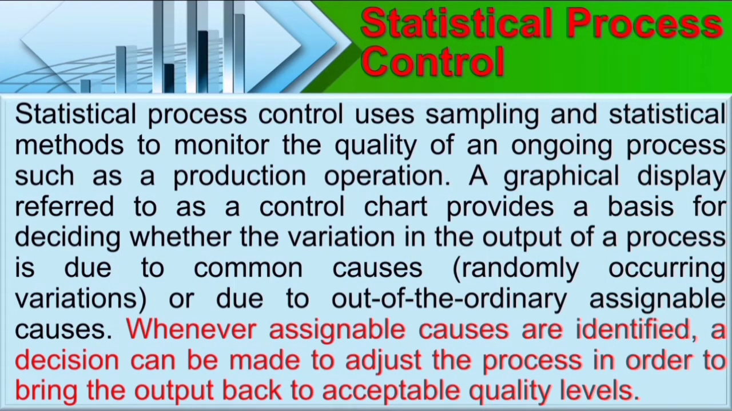Statistical process control uses sampling and statistical methods to monitor the quality of an ongoing process such as a production operation. A graphical display referred to as a control chart provides a basis for deciding whether the variation in the output of a process is due to common causes, or randomly occurring variations, or to out of the ordinary assignable causes. Whenever assignable causes are identified, a decision can be made to adjust the process in order to bring the output back to acceptable quality levels.